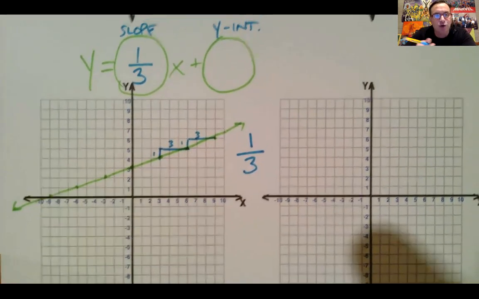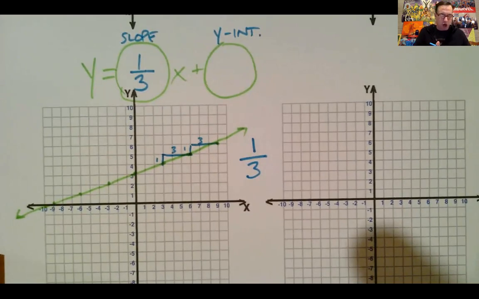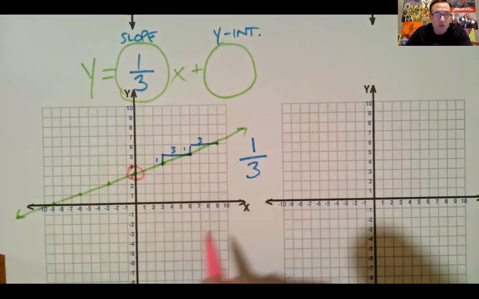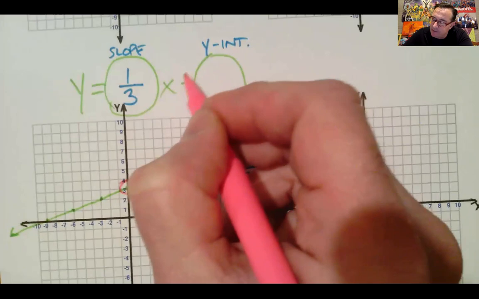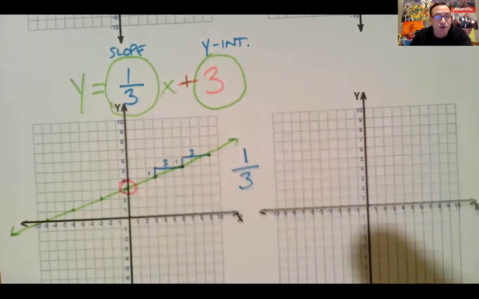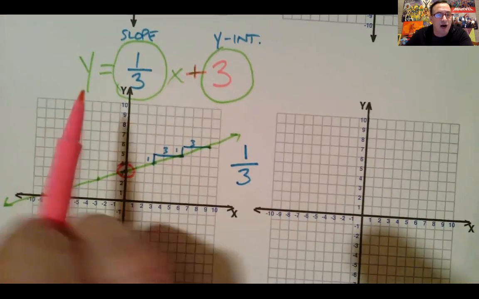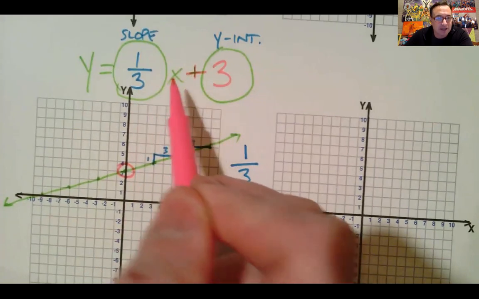And Uzziah, that is where you came up with yours. If we look, it's where we cross the y-axis, right there. That is our point (0, 3), which means this number here has to be a positive 3. So our equation for this line is y equals 1/3 x plus 3.